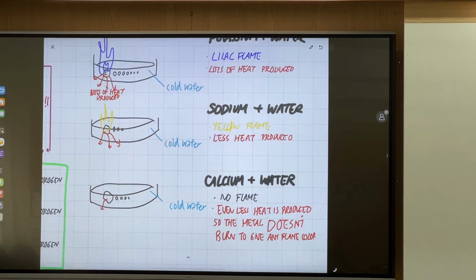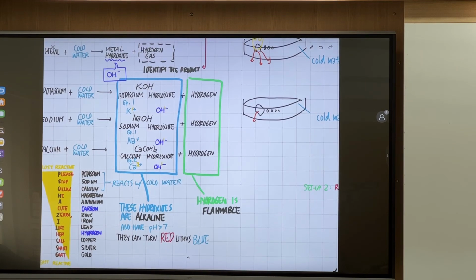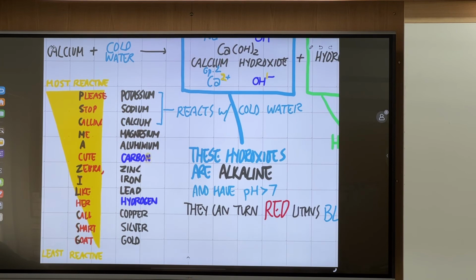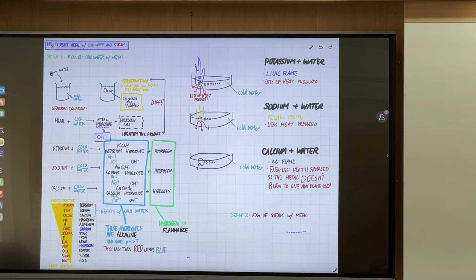And the reaction will get even less, more and more underwhelming, when you look at the metals below calcium. Can you see that below calcium we still have plenty of metals? Magnesium, aluminium. These metals do not react with cold water. You can drop a piece of aluminium or magnesium into cold water and they hardly react. But they will start reacting when you expose these metals to steam.